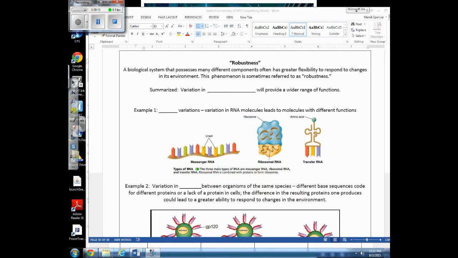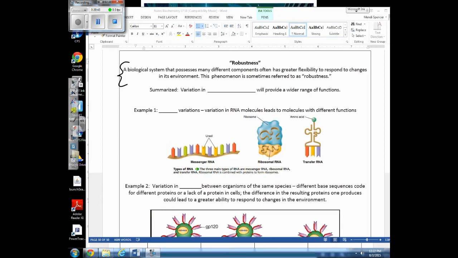Again, robustness relates to big idea 4. The first few sentences included here are straight from the AP course description guide. So take a second to pause and read through those, and then we'll break it down into simpler terms. To summarize, this is what these statements are saying. Variation will provide a wider range of functions.